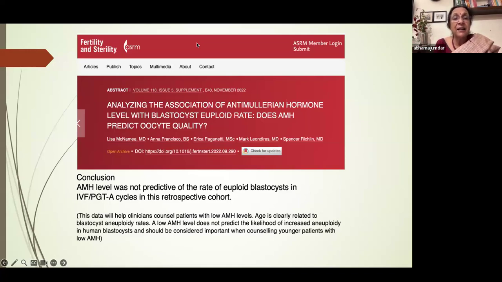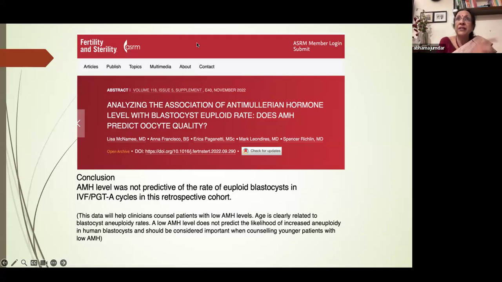It analyzed the association of anti-Mullerian hormone level with blastocyst euploidy rate. Does AMH predict oocyte quality again? The conclusion was AMH level was not predictive of the rate of euploid blastocyst in IVF PGT-A cycles in this retrospective cohort. So they said whether euploid or not, it was equal with low AMH and normal AMH. And why this is very important: this data will help us clinicians to counsel our patients with low AMH. Age is clearly related to blastocyst and euploidy rate, not AMH levels.